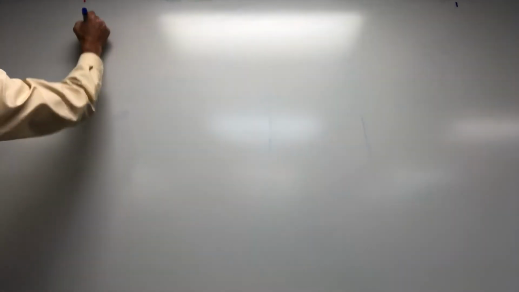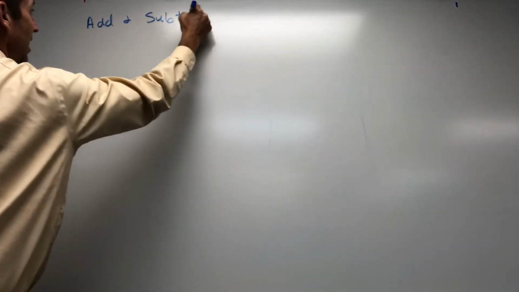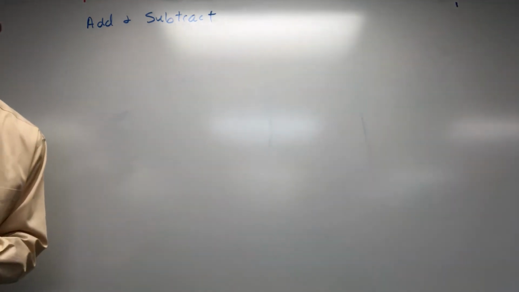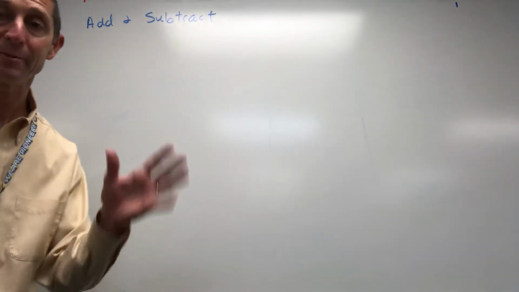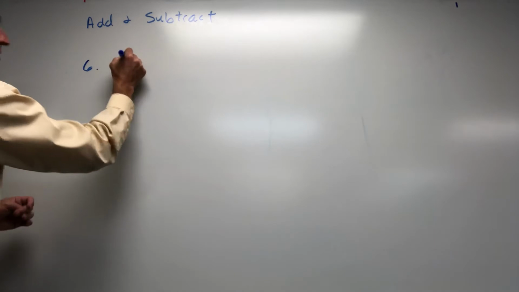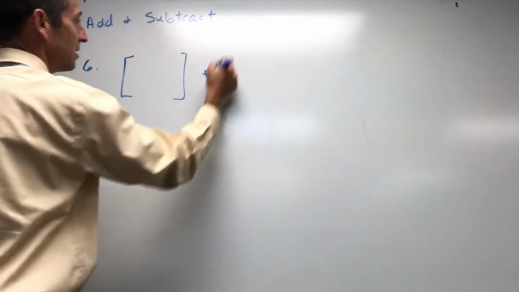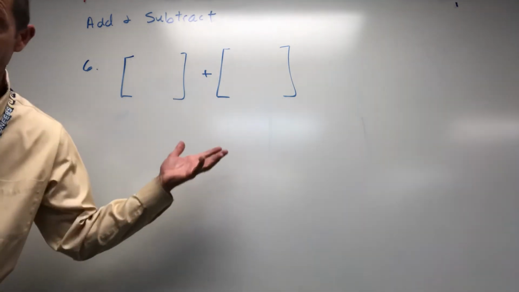Okay, next up, you got to be able to add and you got to be able to subtract matrices, adding and subtracting matrices. So here's the rule. They have to be the same size. They have to be the same dimensions. So to add and subtract, you have to have them same dimensions. If you don't have the same dimensions, you just can't do it.